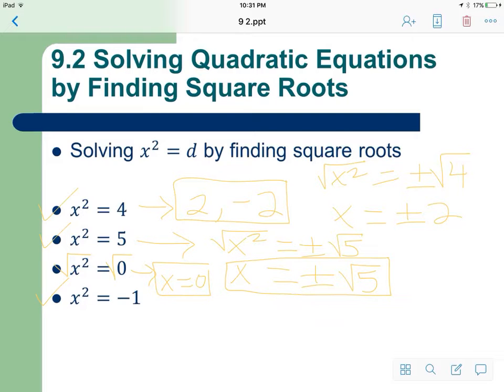And then this last one here, when you take the square root of x squared is equal to plus or minus the square root of a negative 1, that's not possible. There's no real number solution, so x does not have a solution. Actually, let me erase that. Okay, let's do this instead. Let's just write no real solution, because you cannot find a square root of a negative number. No real solution. Sorry, it's a little bit sloppy there. I'm writing with my finger.